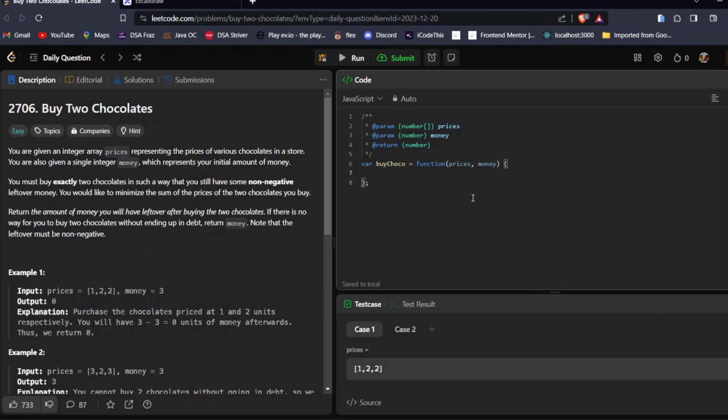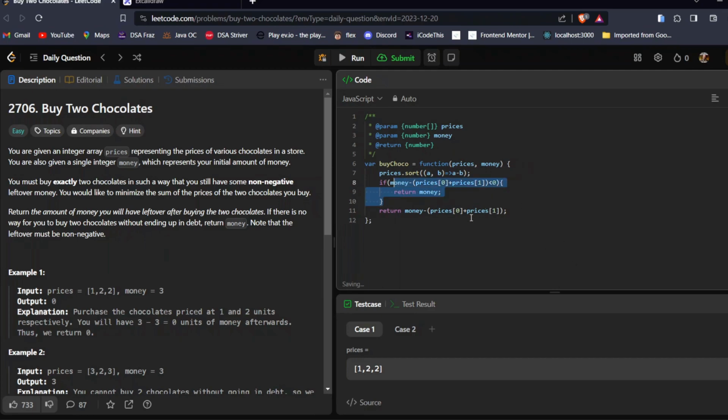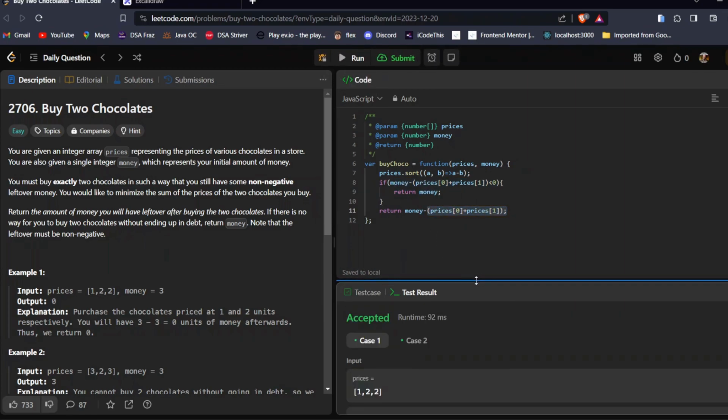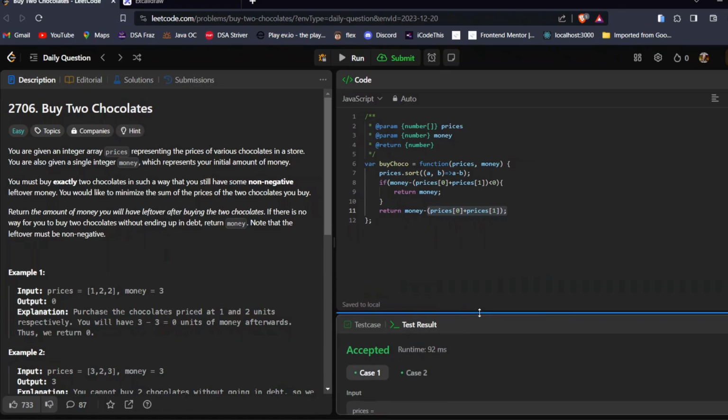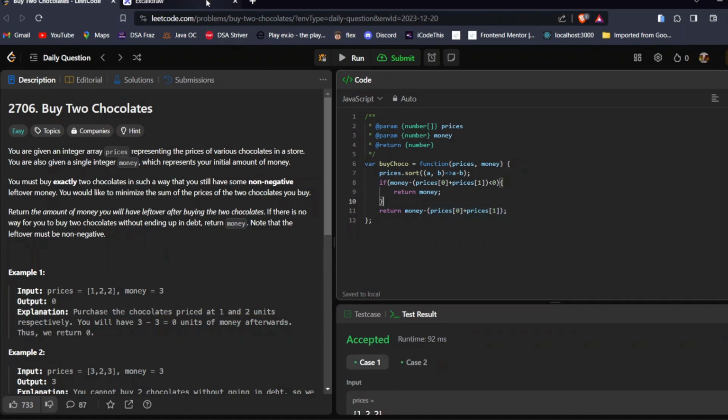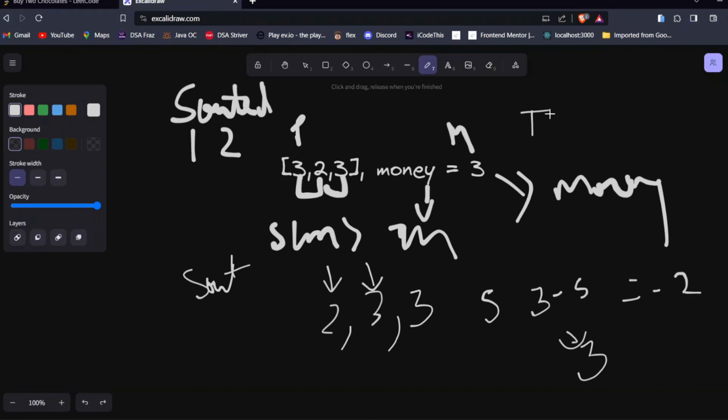So let's code this approach. We sort the array, and we check if money minus the sum of the first 2 smallest integers is a negative number. If it is a negative number, we'll return money, else we'll return money minus the sum of the 2 smallest numbers. Now let's run. Indeed, the solution got submitted. So let's talk about the time complexity here. The time complexity is O(n log n) since we are sorting the array, and the space complexity is O(1) since we are not using any extra space.